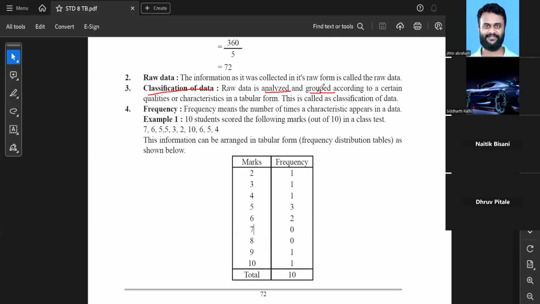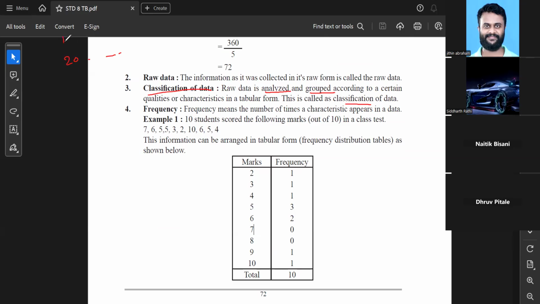Yeah, it is analyzed and grouped according to certain qualities or characteristics in a tabular form. This is called classification. जैसे मैंने ऑलरेडी बोला, आपने पता किया है कि 20 कार्स है, वो कार्स है, ये कार्स है, तो पता किया. Now, this can be grouped. How it can be grouped?